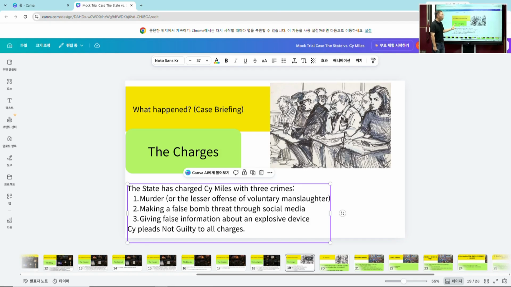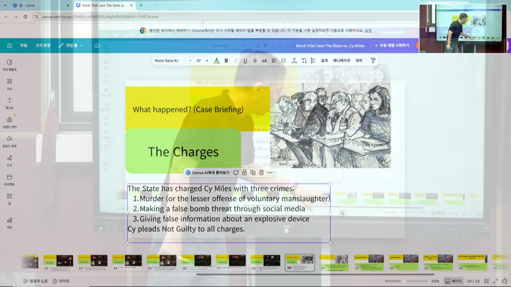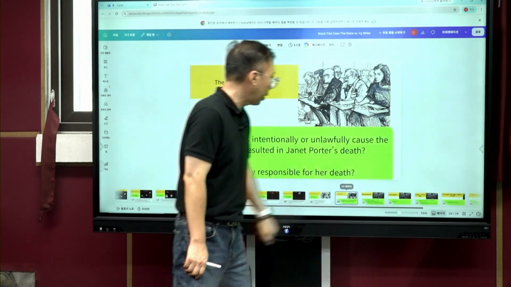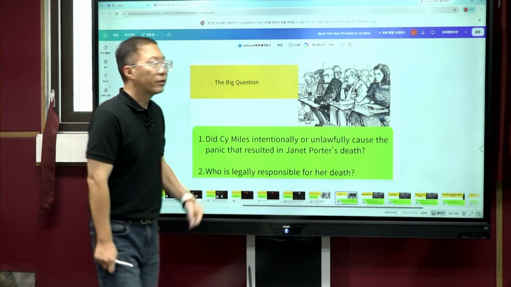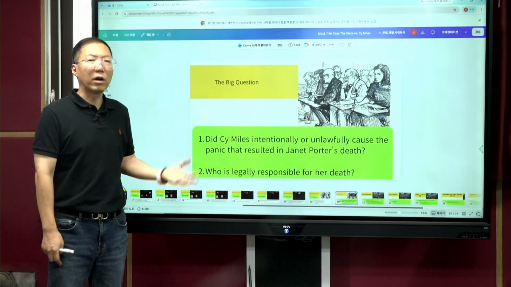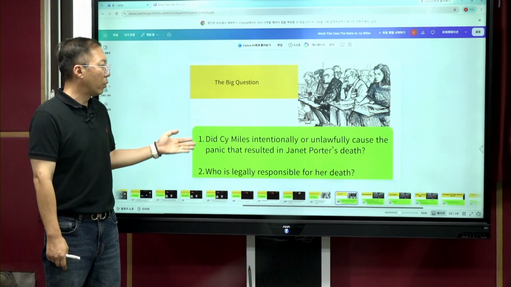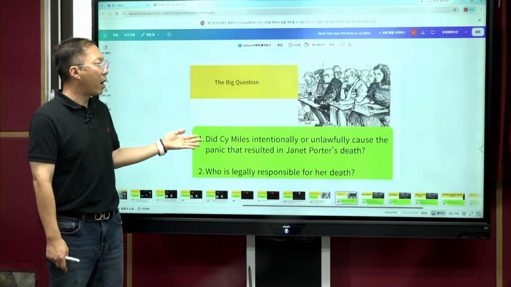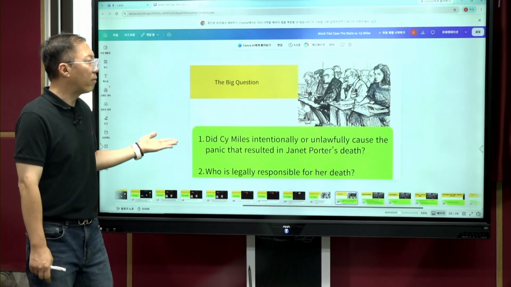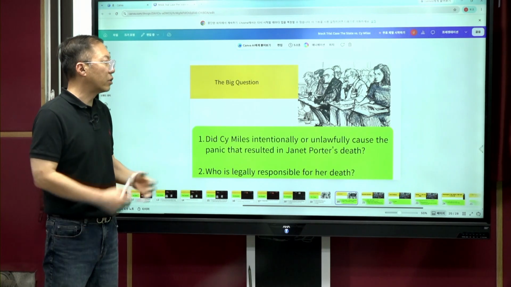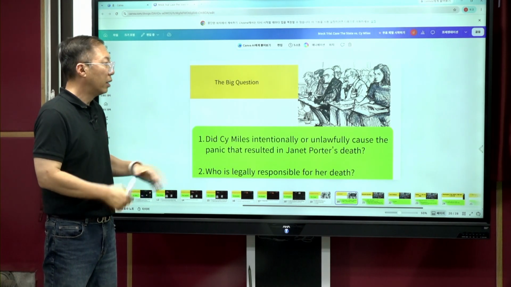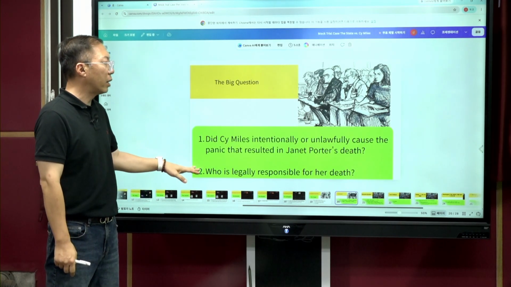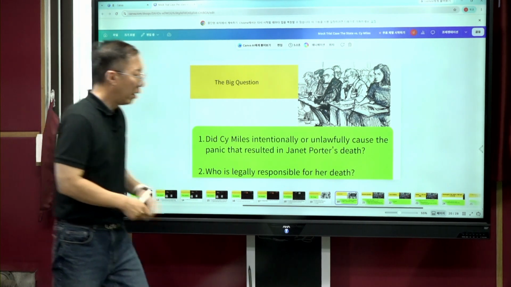So that was a brief summary of what happened here. Okay, something that I want you to think about in this case. Did Cy Miles intentionally or unlawfully cause the panic that resulted in Janet Porter's death? And who is legally responsible for her death?